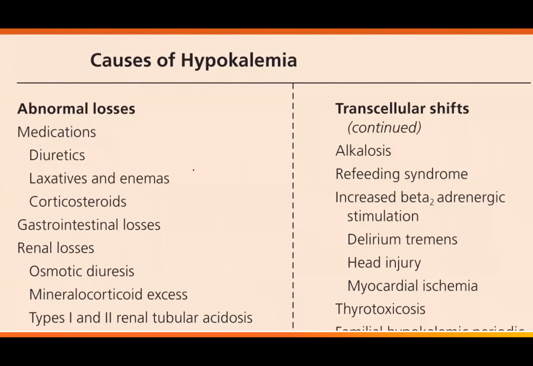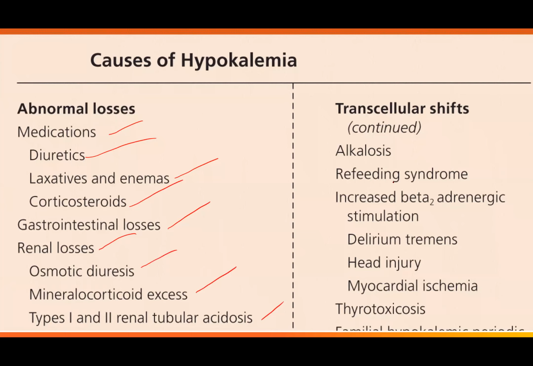Medications, we know: diuretics, laxatives, enema, steroids; GI losses, renal losses, osmotic, mineralocorticoid excess, type 1 and type 2 renal tubular acidosis; transcellular shifts like alkalosis, and then increased beta adrenergic stimulation, delirium tremens due to alcohol, head injury, and then myocardial ischemia. Thyrotoxicosis also we considered, and we also considered hypomagnesemia; dialysis and plasmapheresis can also occur. Transcellular shift: insulin, beta-2 stimulants, decongestants, xanthines, amphotericin, verapamil intoxication, chloroquine, also barium intoxication is known to cause it.